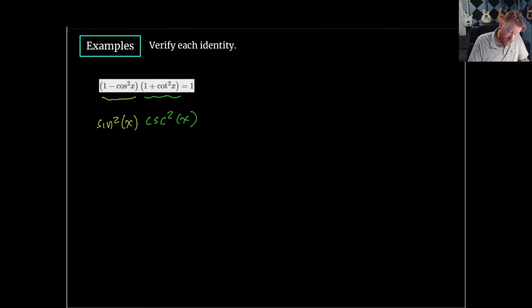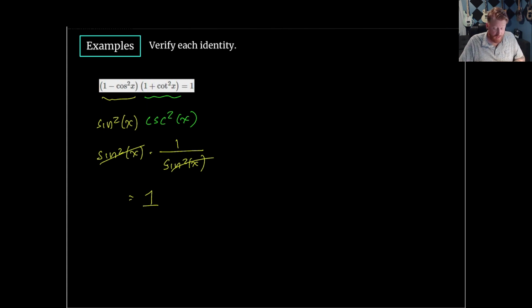And then I can rewrite this as sine squared x times 1 over the sine squared x using the reciprocal identity. Those cancel, and we're left with just 1. So there we go. If I notice these Pythagorean identities straight ahead, then we can get this to fall into our laps pretty quickly. But let's say we didn't notice both of those Pythagorean identities.